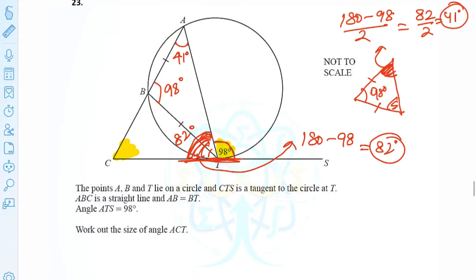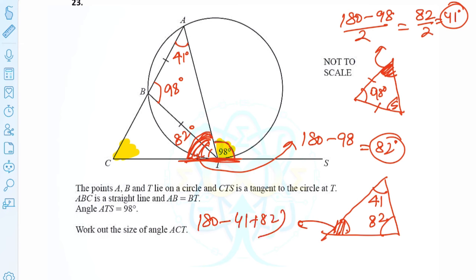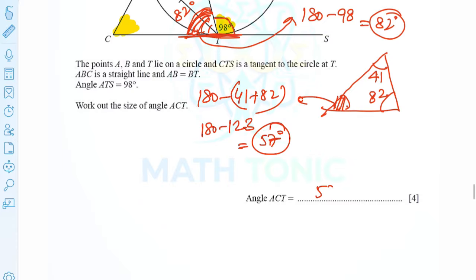Now easy, the full triangle. So if I draw the triangle to make you understand, this angle we have 82, this angle we have 41, and this is the angle we are asked to find. Easy, how to find it? So 180 minus (41 plus 82), put the bracket here and subtract this. If you do this, I think this is 123, right? So if you subtract this, I think you'll get 57 degrees. So the value of ACT I got is 57 degrees. Got it everyone clearly? Check this. ACT is 57 degrees.